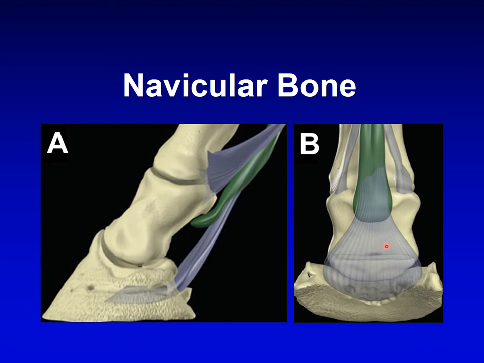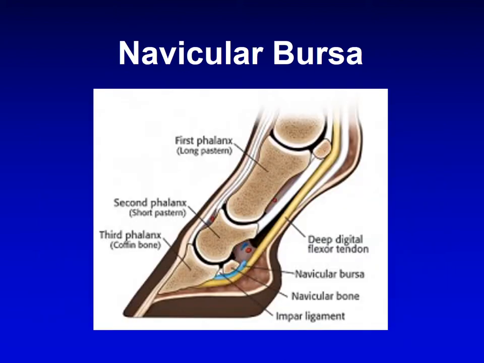Now, underneath it, there is a bursa. This picture shows the bursa better. So this is P2. This is P3. This is the coffin joint, and this is the navicular bone.